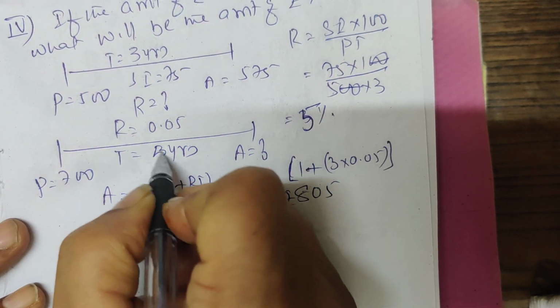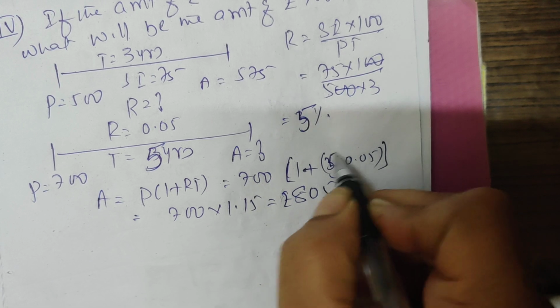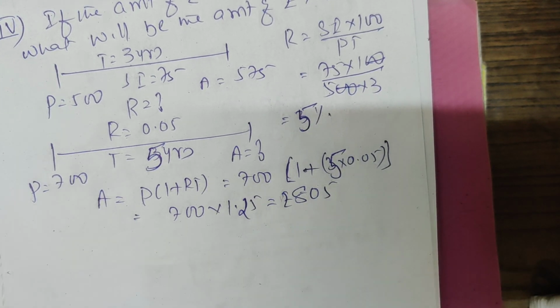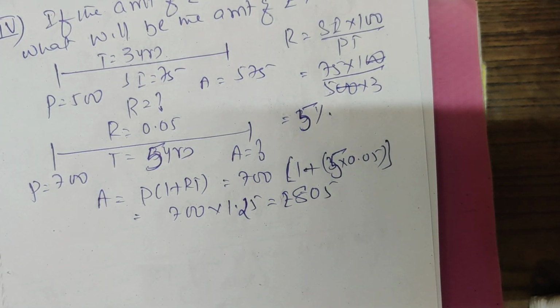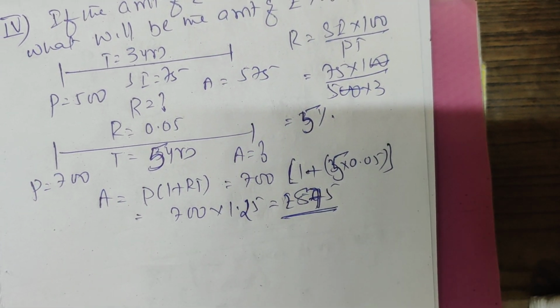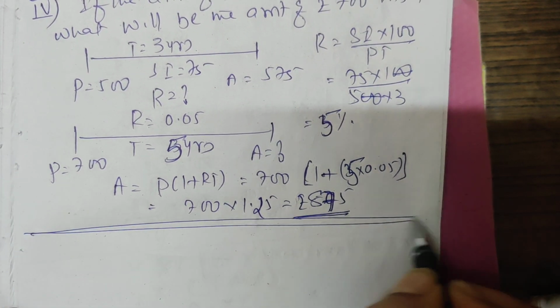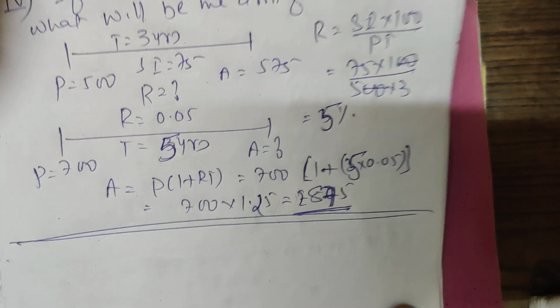Oh, this is 5 years, sir. I'm sorry. This is 5 years. So 1.25. 700 into 1.25, this is 875 rupees. So the answer is correct, sir. The answer is correct.